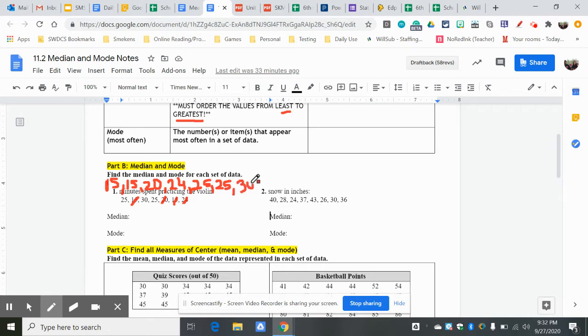One thing I also like to do whenever I'm done, even though I cross them out, is I count to see how many numbers I started with: 1, 2, 3, 4, 5, 6, 7, and how many I wrote out: 1, 2, 3, 4, 5, 6, 7.